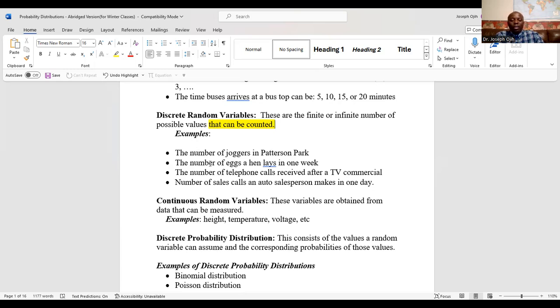How about this? The number of eggs a hen lays in 1 week. 1 egg, 2 eggs, 3 eggs, 5 eggs. But you cannot say 1.5 eggs or 5.5 eggs. All that matters is that they can be counted. Things like the number of calls you receive on your cell phone: 1 call, 2 calls, 0 calls.